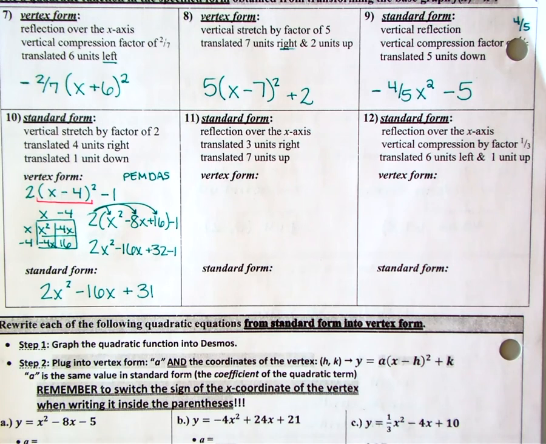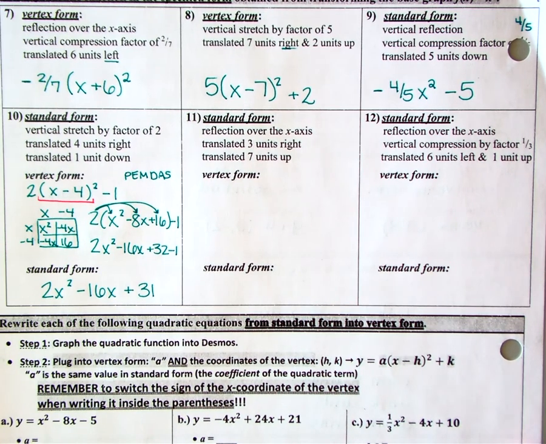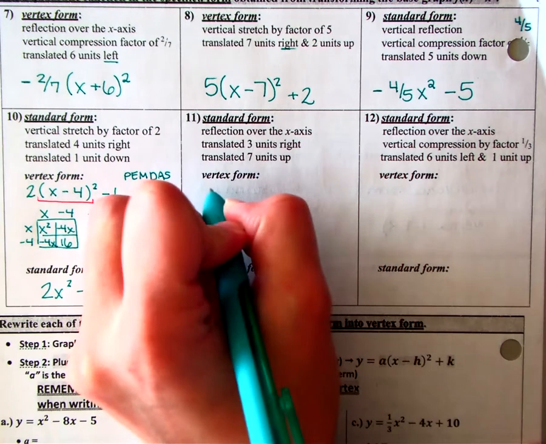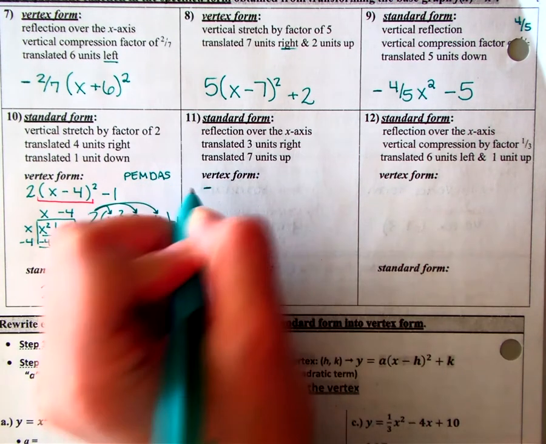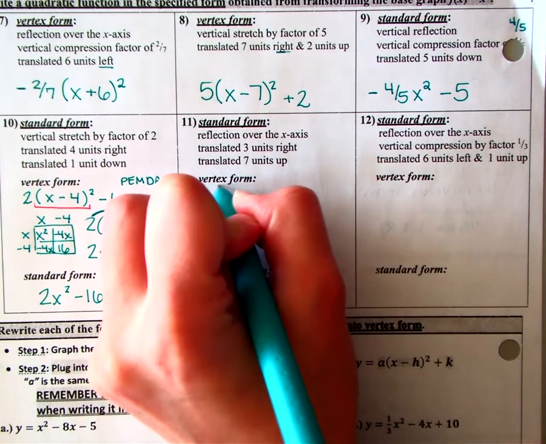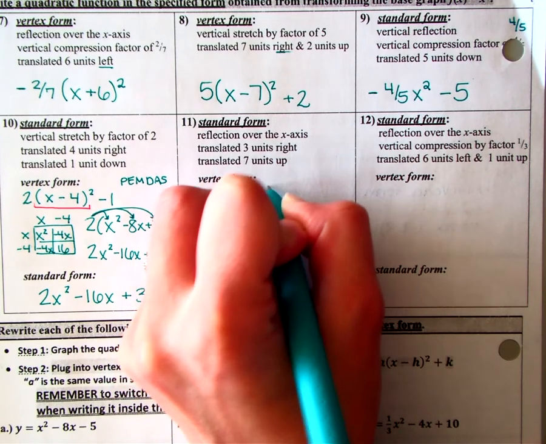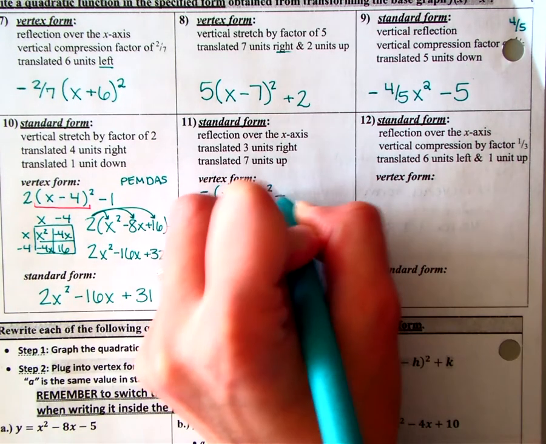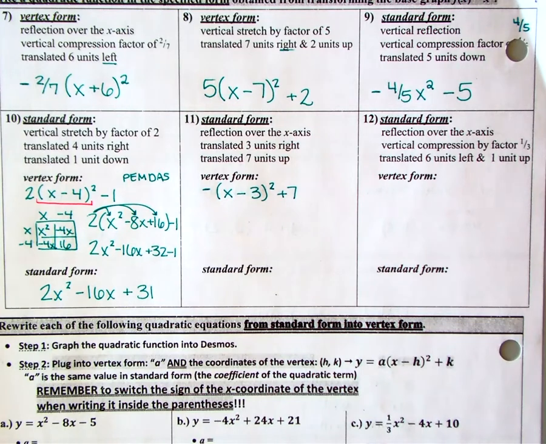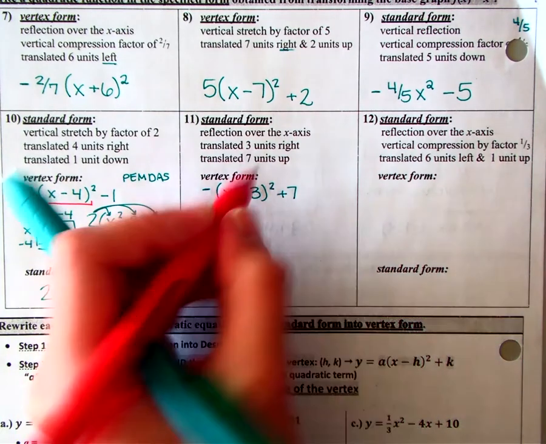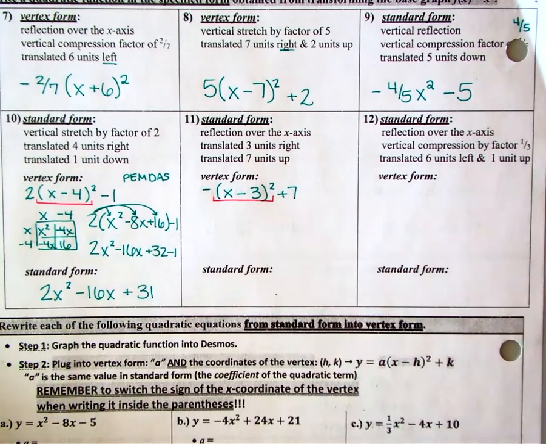So in 11, what we are going to do is write it in vertex form. So if it's reflected over the x-axis, we start with a negative. If we've got left to right movement, we do our parentheses. Since I go to the right, I subtract 3. And then since I go up, I add 7. So following order of operations, we are going to take care of our x minus 3 squared first.